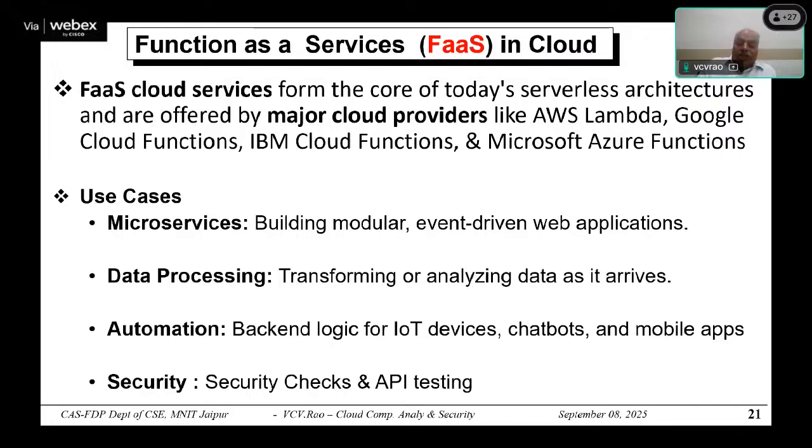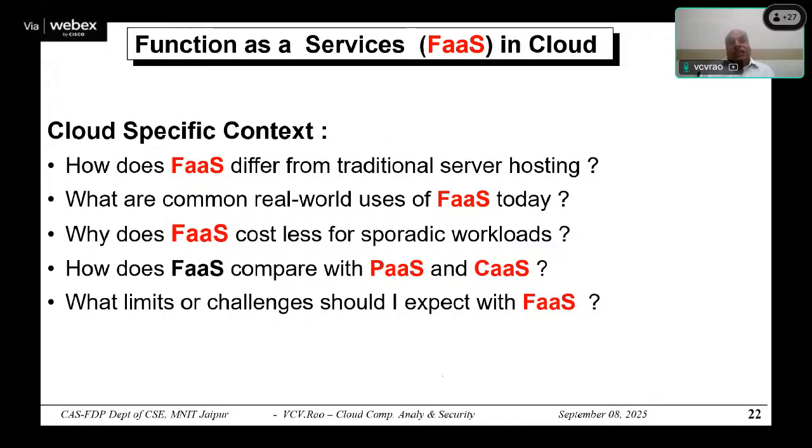So in one way there is a lot of work for the cloud providers, and in another way there is work for the application users actually. In between, middleware development is a major thing. So what are the questions we are really asking? How does FaaS differ from traditional server hosting? What are the real world uses of FaaS? What kind of workloads does it take? How does it compare with Platform as a Service or Container as a Service? And what are the limits?